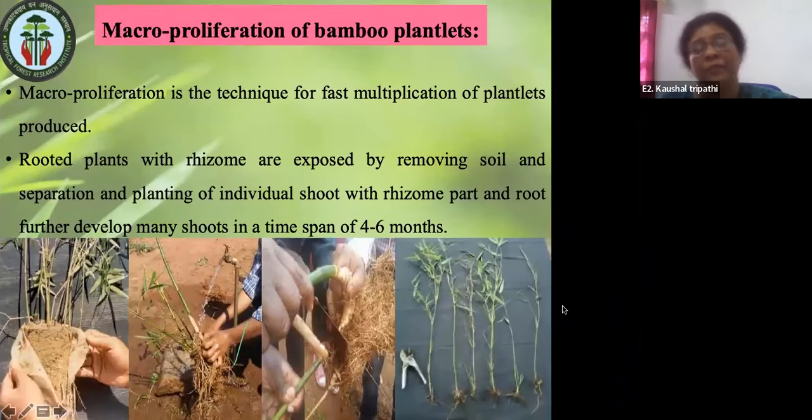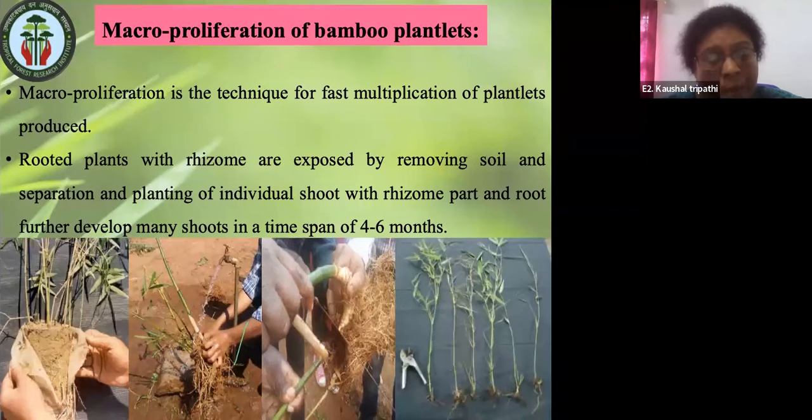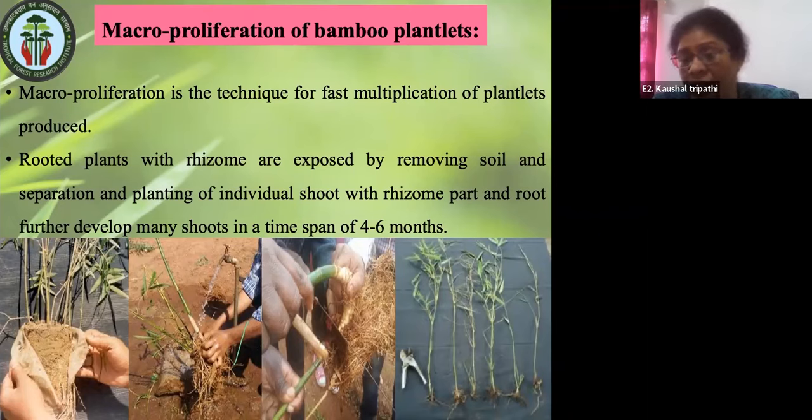And one more method is there to increase the number of plants. When we have produced plants either through cuttings or seeds, we are having plants in the polybags. After a growth of around 6 months, the whole polybag will be filled with culms and rhizomes. So we can divide this bamboo plant with many culms into smaller parts, and each part can be treated as a single plant. In this way, we can increase the number of plants.